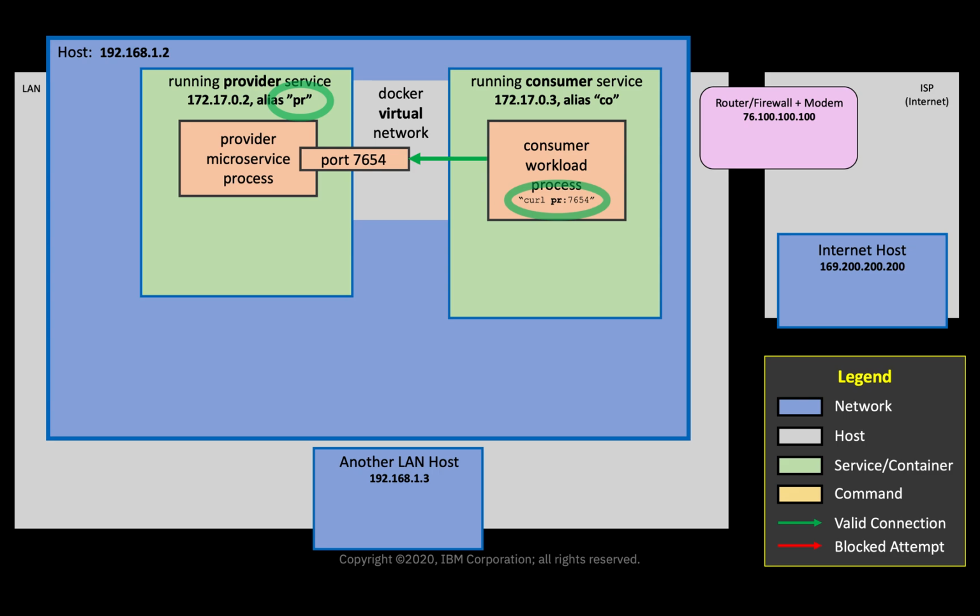And then the gray box on the right is the ISP's internet, and I've got a blue host there as well. That is just some random host out on the internet.